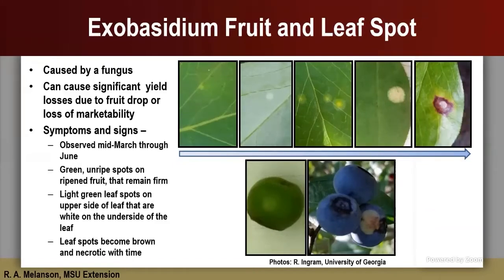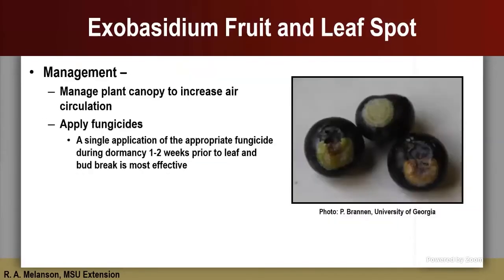So it can affect the leaves as well as the fruits. You can see the unripened fruit. You may start to see some of the lesion develop, but it is very prominent on the ripened fruit. And so, again, I wanted to talk about this one first because it is one of the first diseases that you may see, and there is still some time to see if this disease is present in your field. Managing the plant canopy to increase air circulation can help reduce the development of this disease.